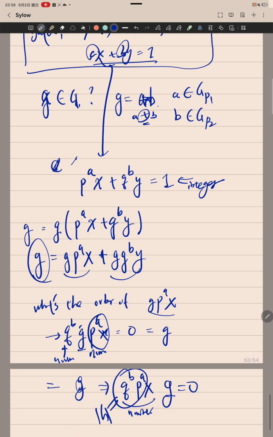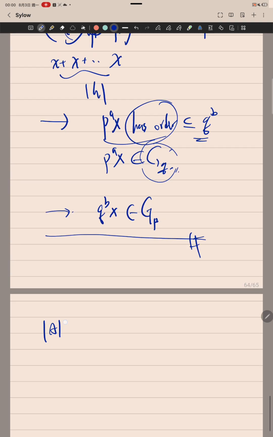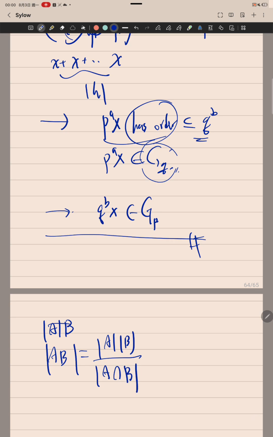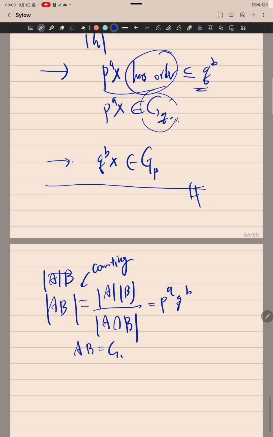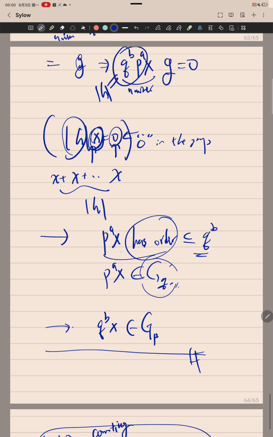Actually, there's maybe another quick proof. If you know that the size of AB is the size of A times the size of B, divided by the size of A intersection B, this is the counting formula. And if this is true, then because the orders are P to the A and Q to the B, AB must be the same as the whole group. Maybe this proof is simpler. Okay. Yes, I think so.